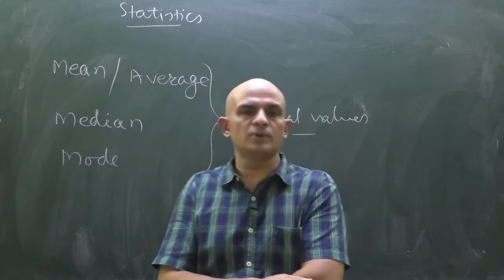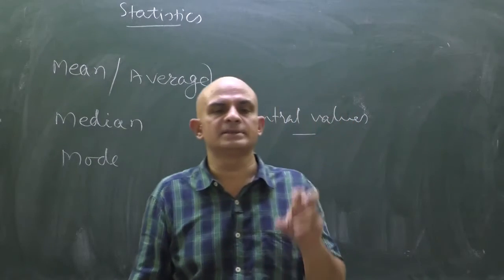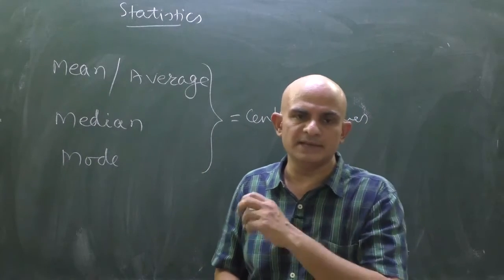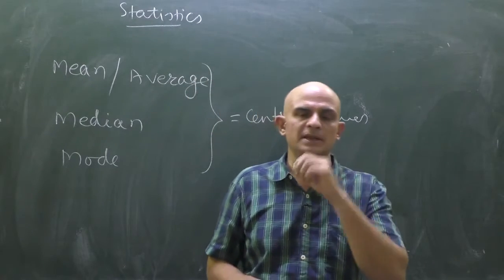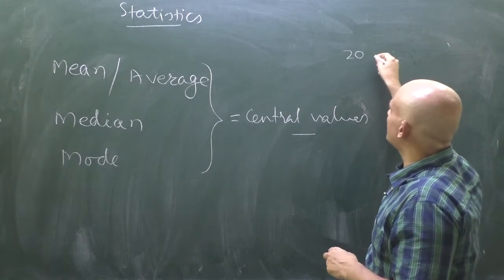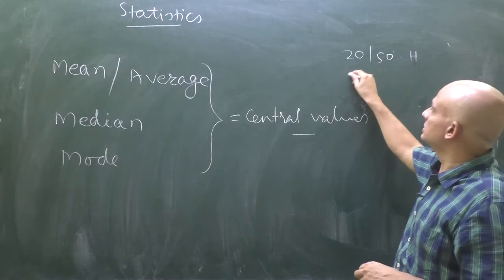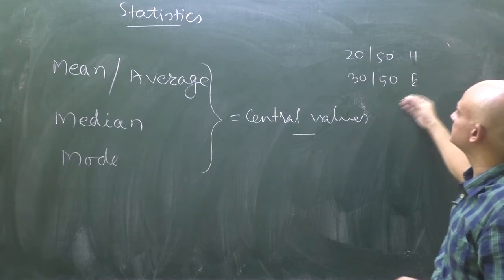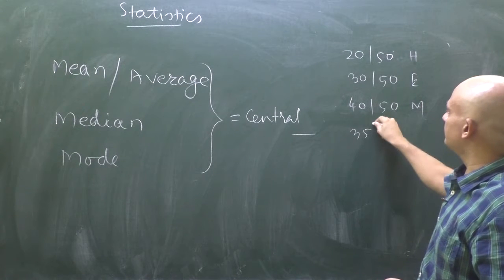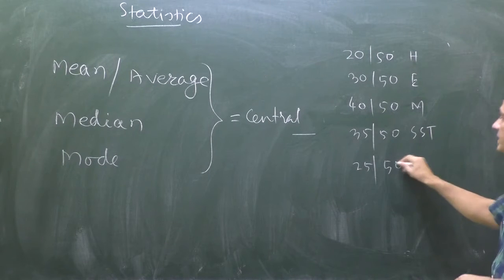So for that, what will you do? You will add all the heights of all the students of your class and divide by the number of students in your class. And similarly, you have seen your mark sheet. For example, in class 8 you scored 20 marks out of 50 in Hindi, 30 out of 50 in English, 40 out of 50 in mathematics, 35 out of 50 in social studies, and 25 out of 50 in science.